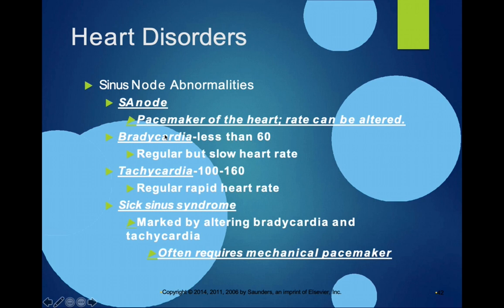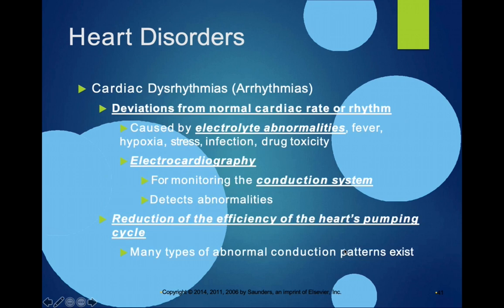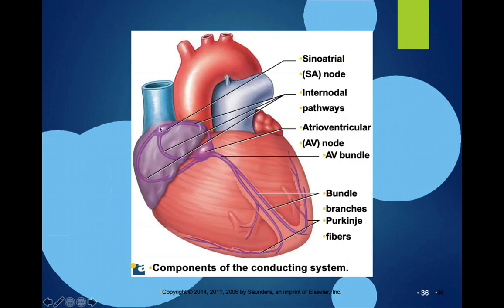When you hear the term bradycardia, this means that it's a regular heart rate, but it's just a little slower. It's less than 60 beats per minute. Tachycardia is a regular rapid heart rate between 100 and 160 beats per minute. Sick sinus syndrome is marked by alternating between bradycardia and tachycardia, and this typically requires a mechanical pacemaker. A mechanical pacemaker here replaces the SA node, which sets the pace of the heart.